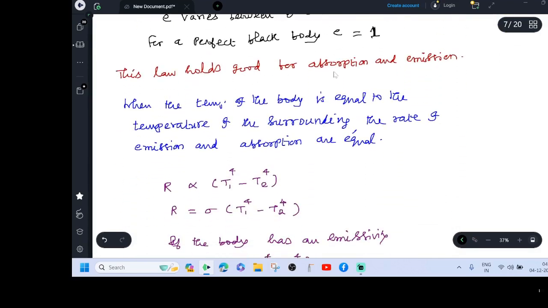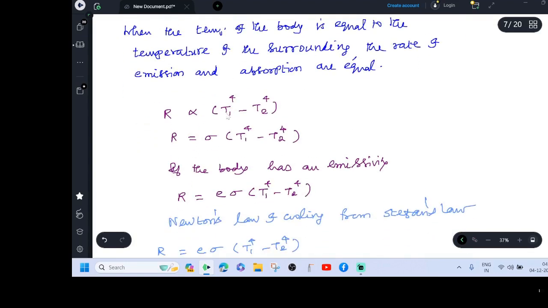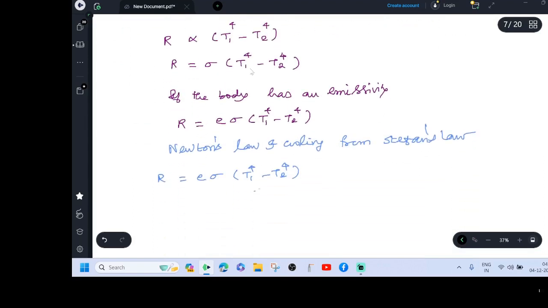This law holds good for absorption and emission. When the temperature of the body is equal to the temperature of the surroundings, the rate of emission and absorption are equal. R is proportional to T1 power 4 minus T2 power 4. Then R equal to sigma into T1 power 4 minus T2 power 4. If it is not a perfect black body, we have to include the emissivity power.